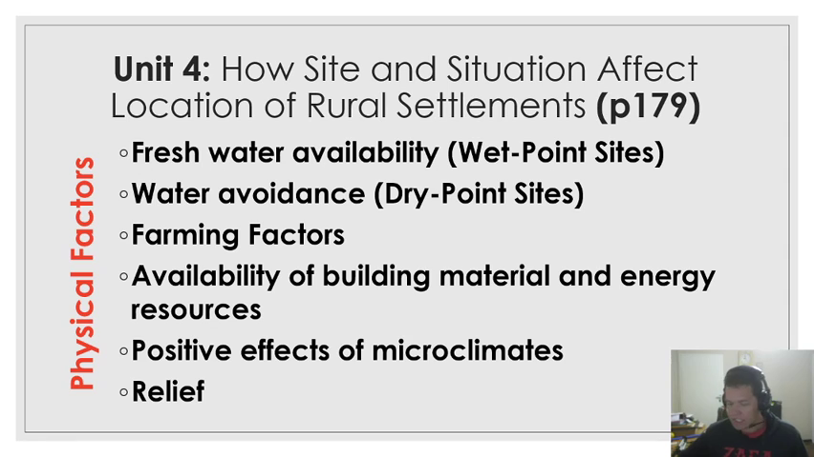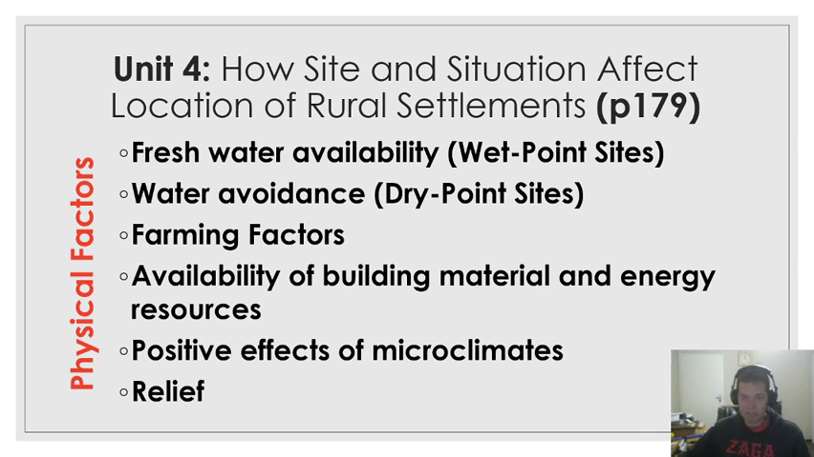and if you were located near to a site like a river, a lake, an underground spring, we would call that settlement a wet point site. But if you were trying to avoid water, like if you lived in a marshy riverbank or floodplain and the settlement was located further from that, we would call that a dry point site.